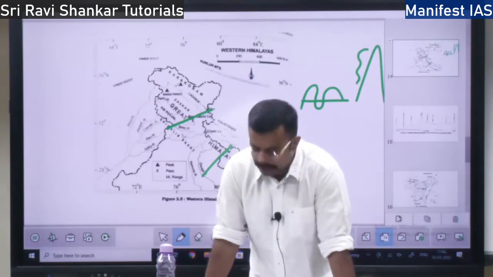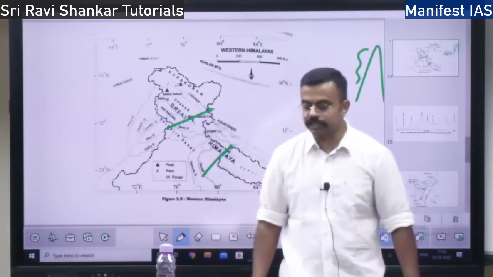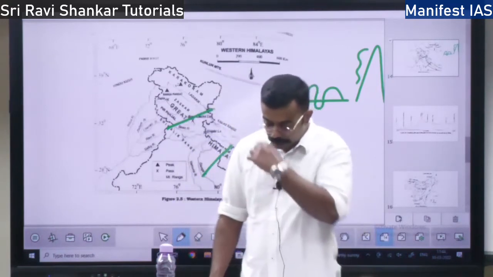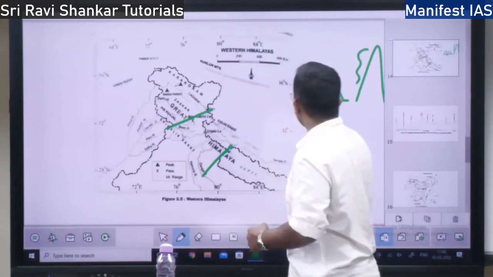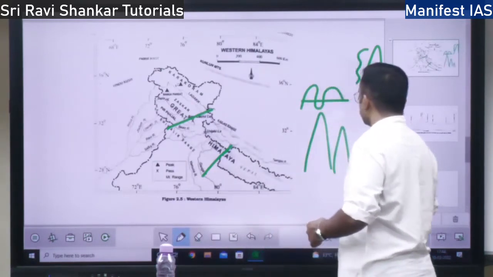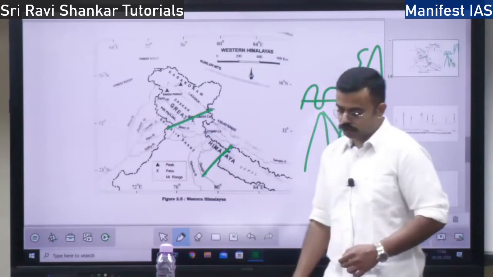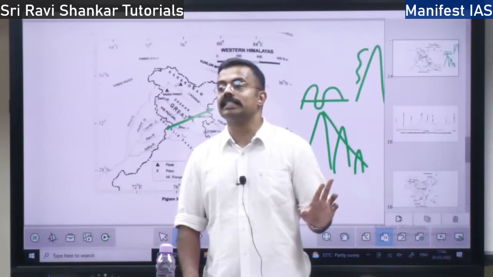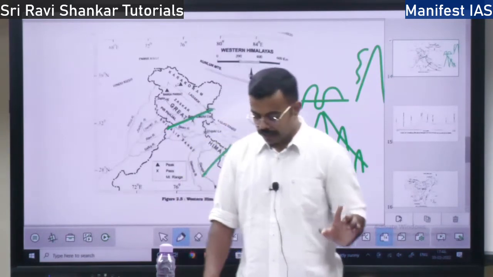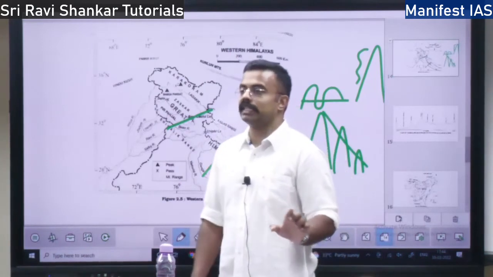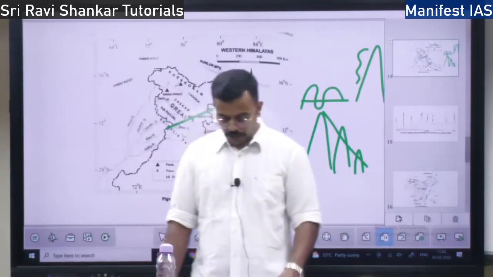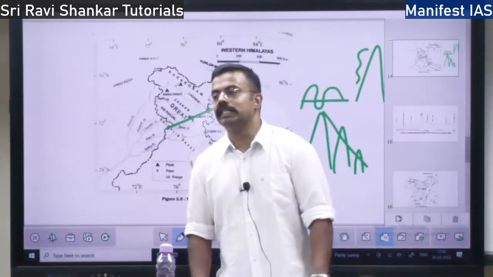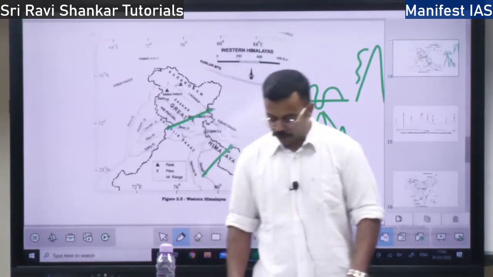So here you similarly find three ranges. The first range is the Greater Himalayan Range. The second range is the Lesser Himalayan Range. And the third range is the Shivaliks. These three ranges you will find here also. In Uttarakhand, Lesser Himalayas are called Nag Tibba. In Himachal Pradesh, they are called Dhauladhar, right? So there are many hill stations also here. Dharamshala, Mussoorie, Shimla, all these are hill stations where the British went and enjoyed, right?